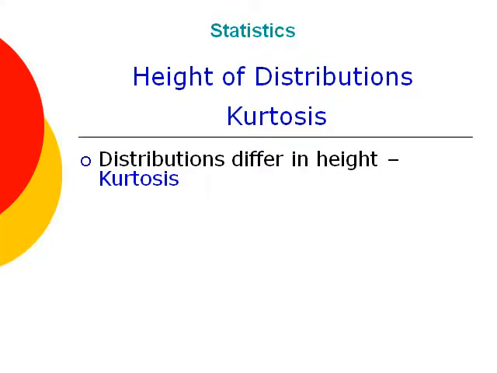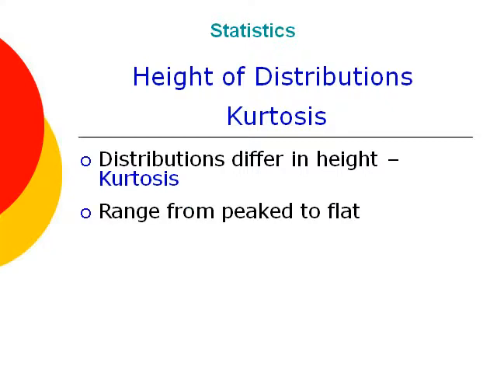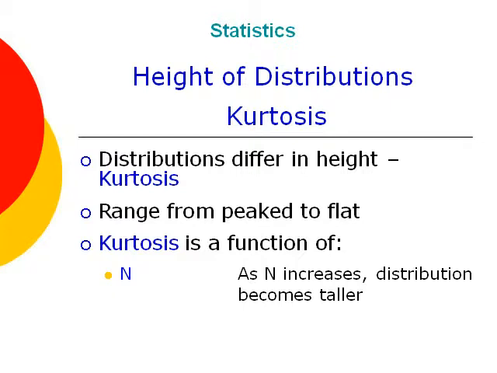Distributions also differ in height, which we call kurtosis. Distributions range from flat to peaked or tall. As a distribution becomes more peaked, there are fewer values in the tails of a distribution and more values in the center of the distribution. All things being equal, as a sample size increases, the kurtosis will become more peaked.